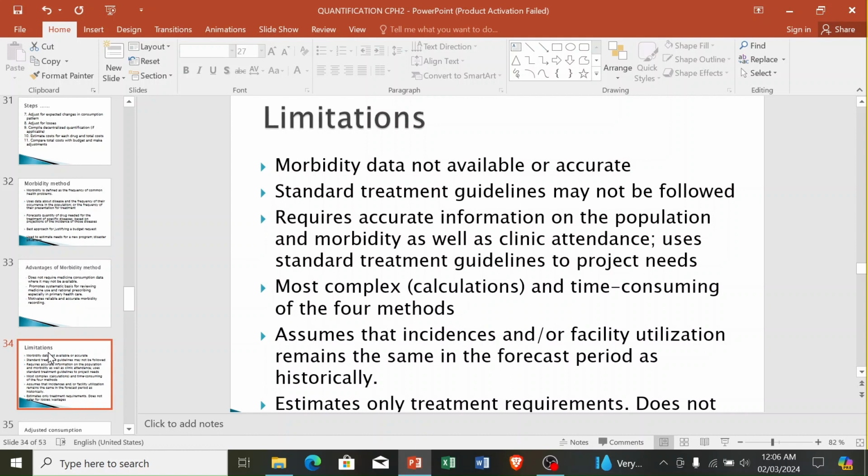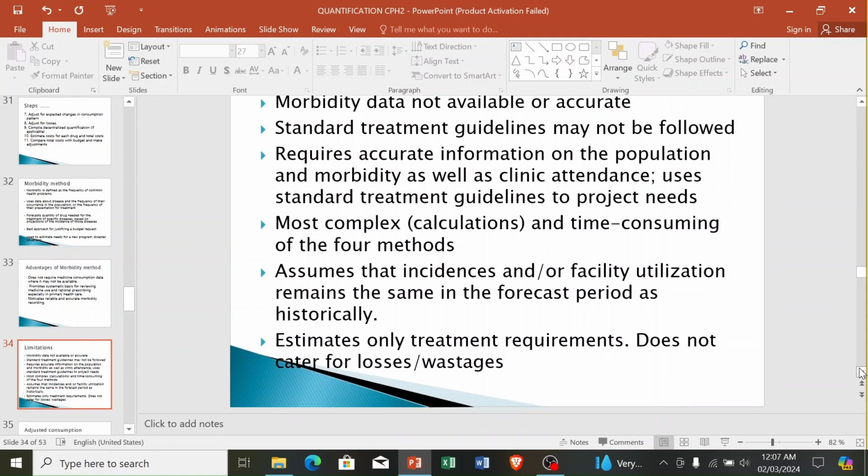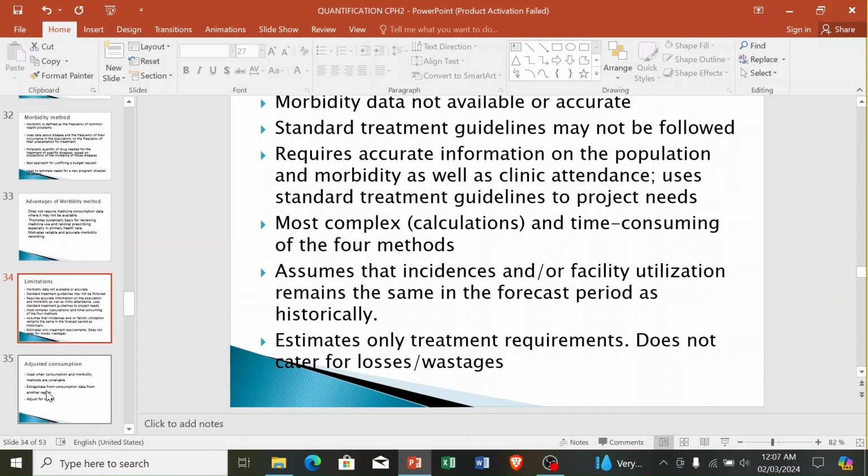You need to calculate, you need to do a number of things, and it is time consuming. It assumes that the incidence and or facility utilization remains the same in the forecast period as historically. And then it only estimates treatment requirements and does not cater for losses or wastage. So you find that that makes it a limitation.